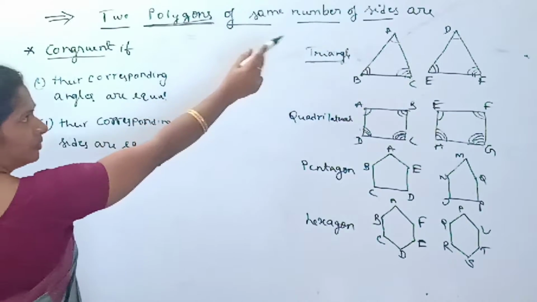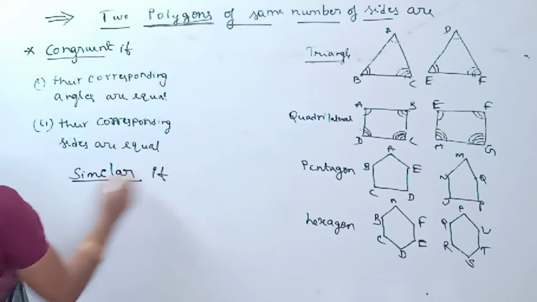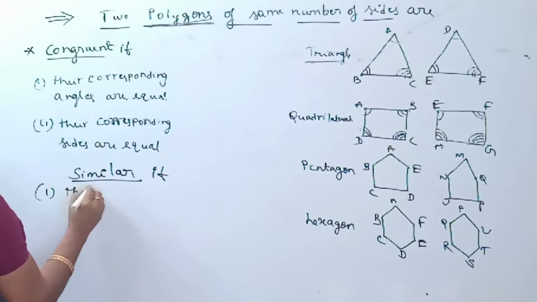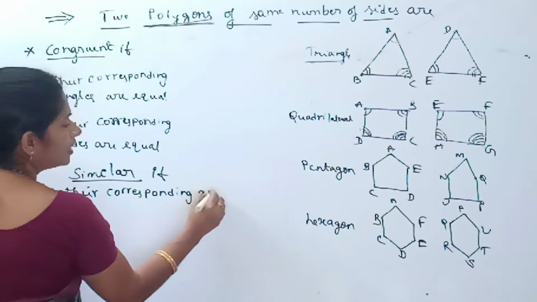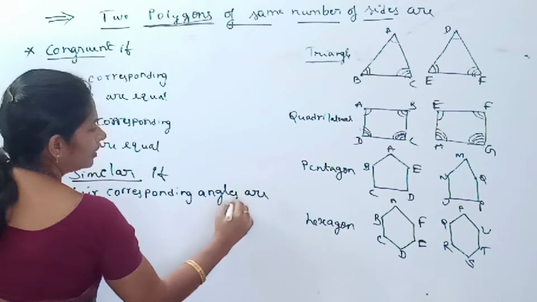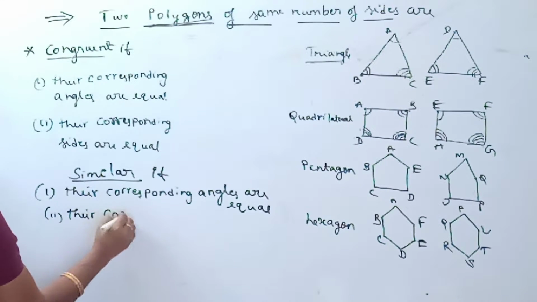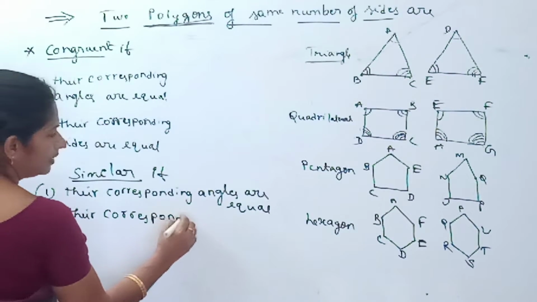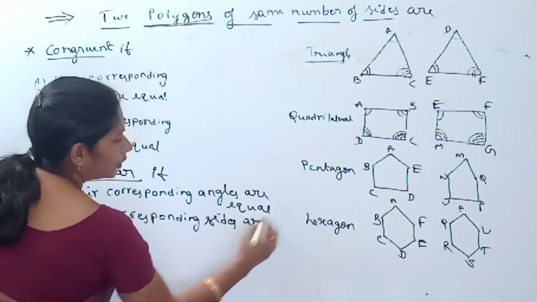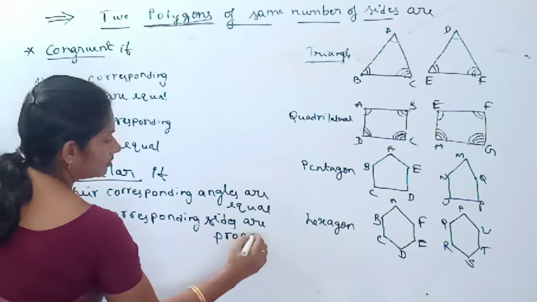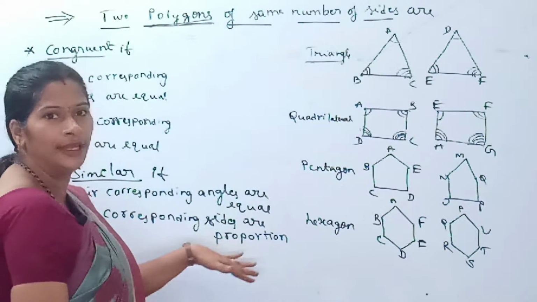Two polygons of same number of sides are similar if, first condition, their corresponding angles are equal, and second condition, their corresponding sides are in proportion, or you can write corresponding sides are in the same ratio.